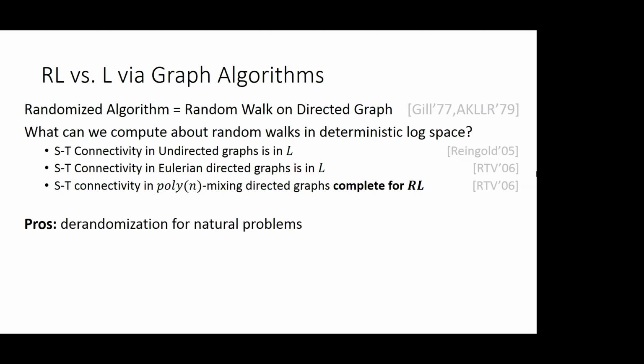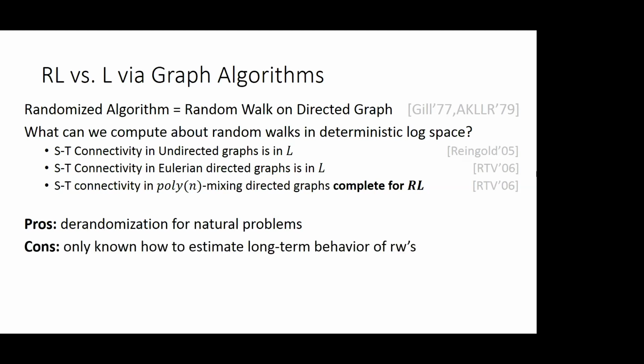Okay, so the pros of the graph algorithm approach are that it gives de-randomization for a variety of natural problems, like these connectivity problems in graphs that we mentioned. The cons, though, are that it only knows how to estimate the long-term behavior of random walks. So in the above, it's only telling you whether the graphs are connected at all, but not, like in the pseudo-random number generator case, letting you estimate the exact or approximate probabilities of being in any particular state at any given time. It's only telling you what happens long-term.